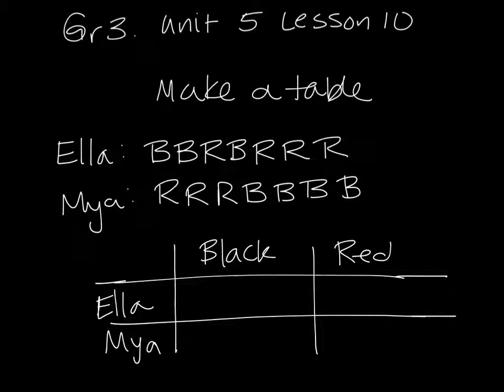And if I look at Ella's numbers here, I'm counting how many blacks. So 1, 2, 3. So she got 3 black cards. And then I count how many red cards. She got 1, 2, 3, 4 red cards. Okay, so I put a 4 there. And then for Maya, she got how many black cards? 1, 2, 3, 4 black cards. And how many red cards? 1, 2, 3. So she got 3 red cards.